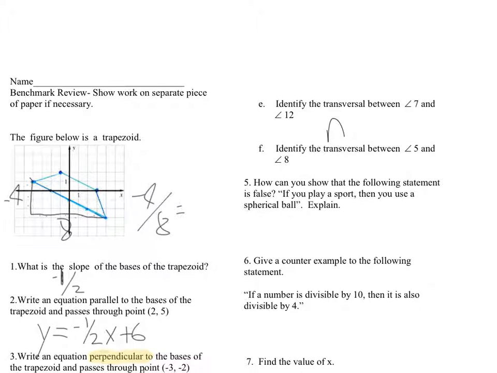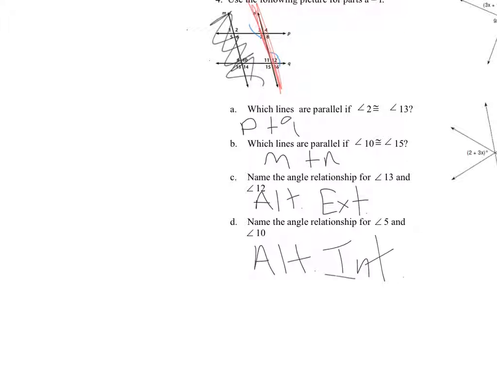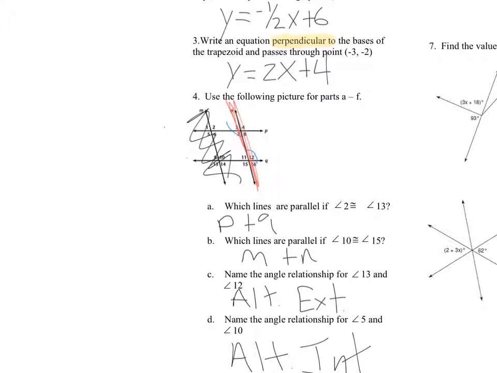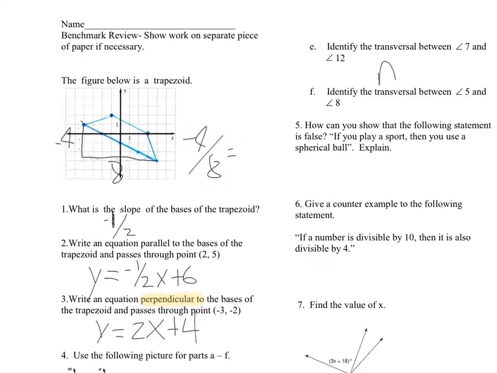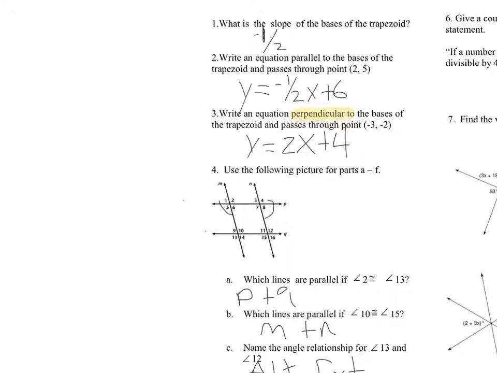Identify the transversal between 5 and 8. That's the next question. Five and 8 are here and here. Did I do that right? Yeah, 5 and 8. So ignoring this, M and N are parallel, P is the transversal. All right.